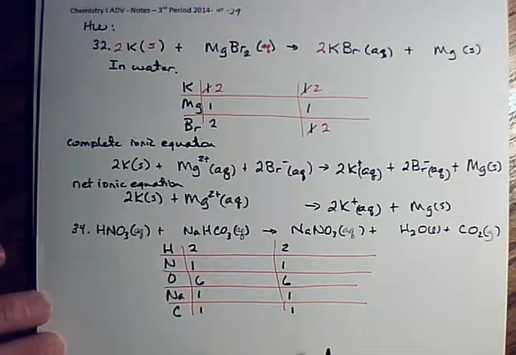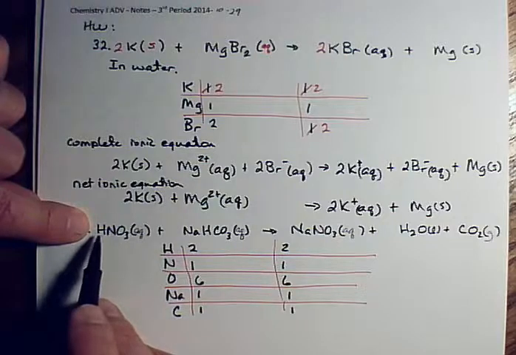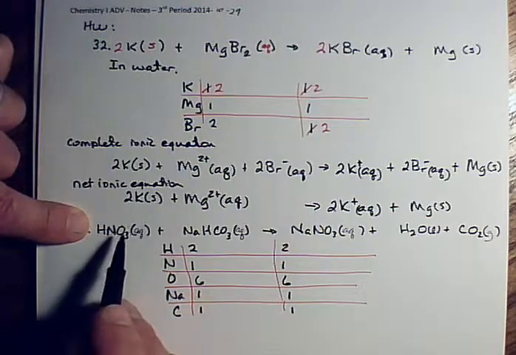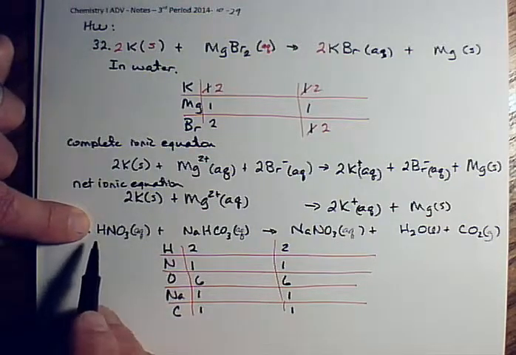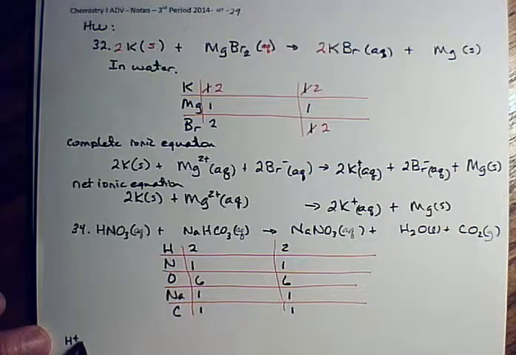Now we're going to write the complete ionic equation. All right. So this is an acid, and it's aqueous. So acids that are also aqueous split up in a complete ionic equation. How do you know it's an acid? Because it's got hydrogen on the front. That's how you know it's an acid.